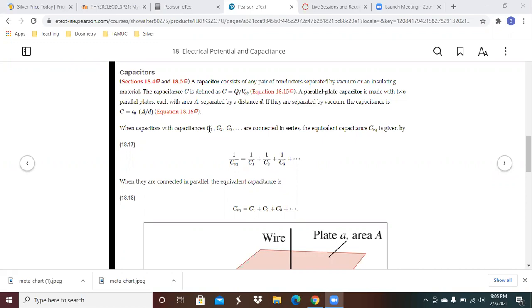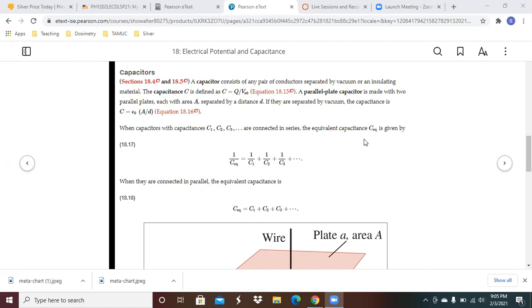The capacitance C is defined as the charge divided by the potential difference. A parallel plate capacitor is made with two parallel plates, each with area A separated by a distance d. If they're separated by a vacuum, the capacitance is going to be equal to the electrostatic constant times the ratio of the area over the distance between them.